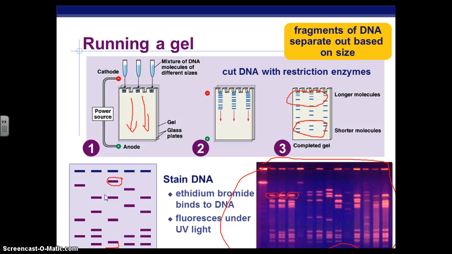We will not be using ethidium bromide to stain our DNA. We will be using something called FastBlast stain, which doesn't stain it as well, but we're not allowed to use ethidium bromide in the lab since it's carcinogenic.